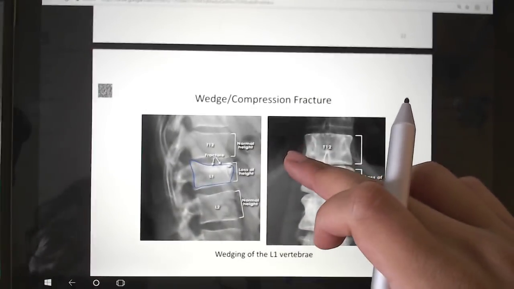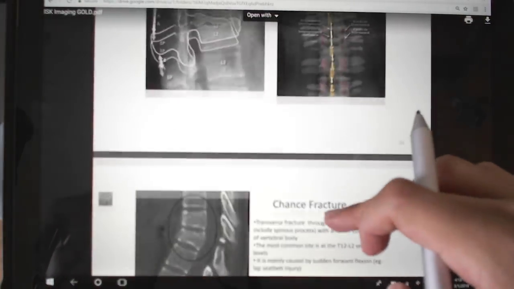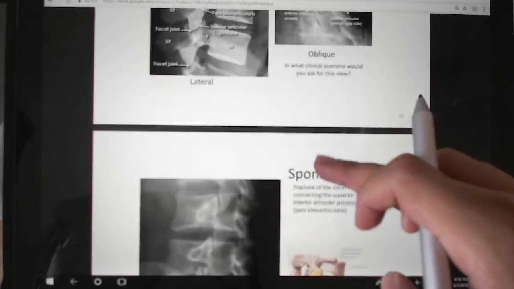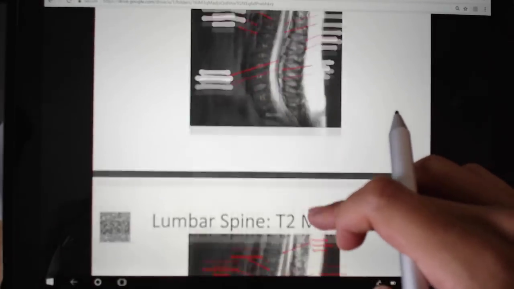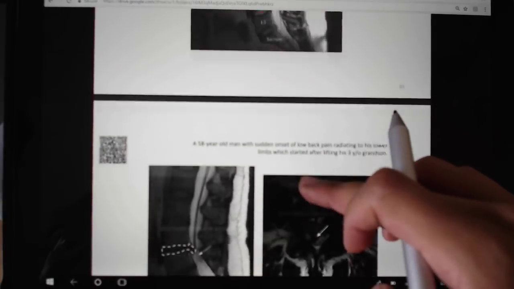Let's go to some harder stuff though. The spine X-rays are pretty straightforward. The spine in general is pretty straightforward. It's really the upper and lower limb and things like that where it gets a little bit trickier, and the abdomen CTs are a little bit tricky too.